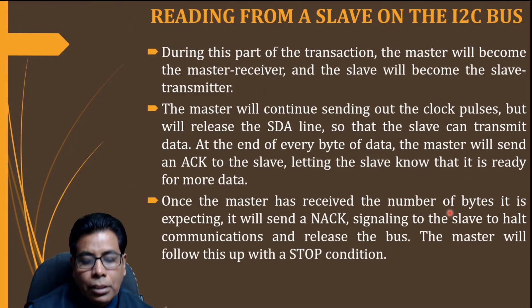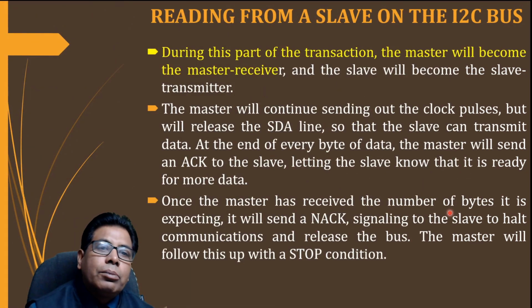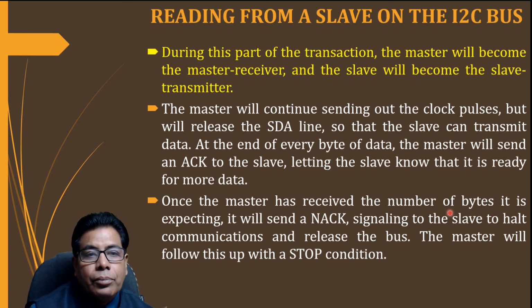So during this part of the transaction, master will become the master receiver, because it has to receive the data from the slave, and slave will become the slave transmitter. So slave is transmitting the data and the master is receiving that. So the master will continue sending out the clock pulses, but it will leave the SDA line so that the slave can transmit the data.